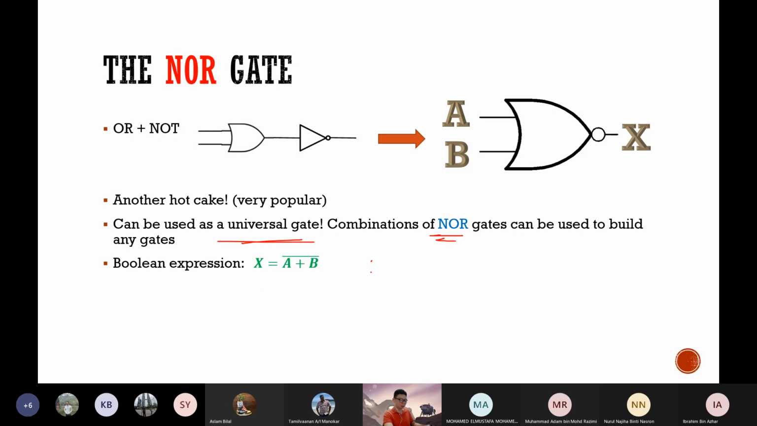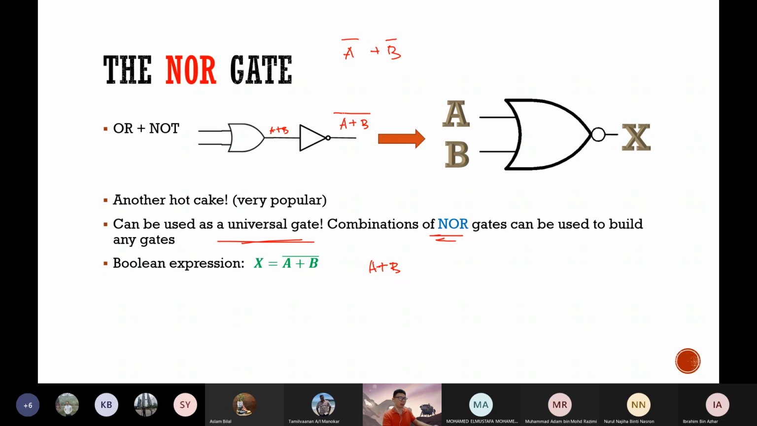So A plus B, this is OR, and then over here is A plus B. This is OR, and then if you go through the NOT gate, the entire thing will be inverted like that. Okay, this is not the same as this. Okay, they're not the same. This is A. The top one here, A bar plus B bar, is not the same as this.